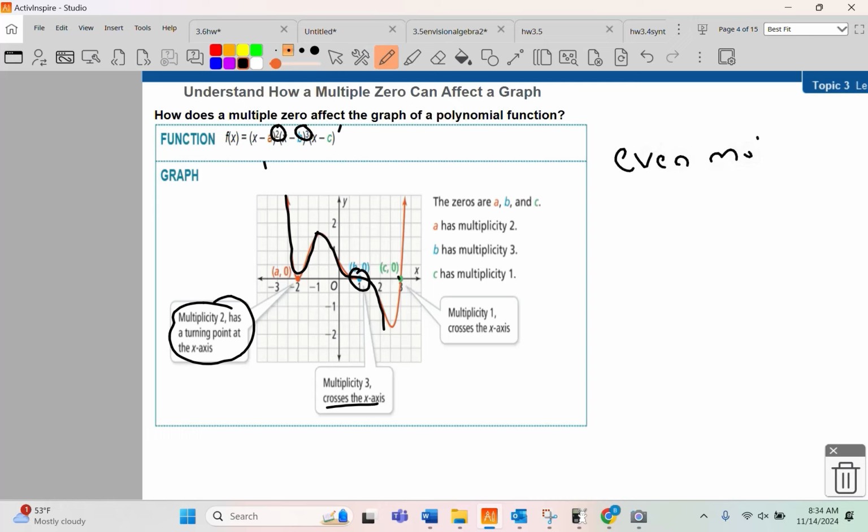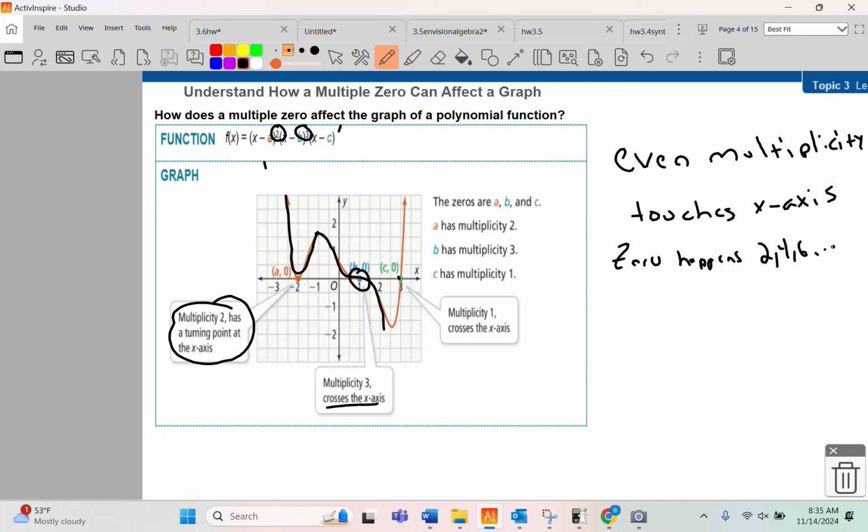Even multiplicity, which is the number of times a zero happens, touches the x-axis. Touches. The zero happens an even number of times. The zero happens 2, 4, 6, etc. times. So it's always going to be an even multiple. That'll come into play on 3-7, I think, two sections from now.